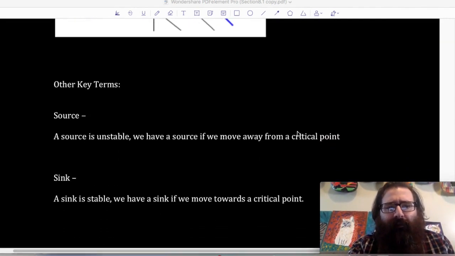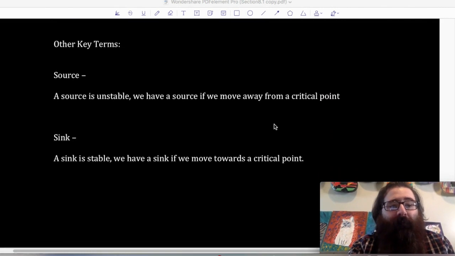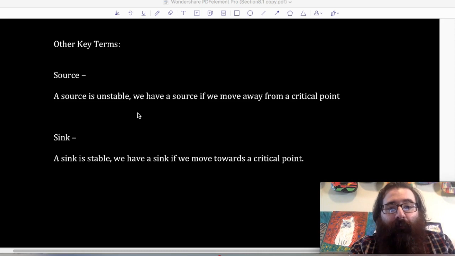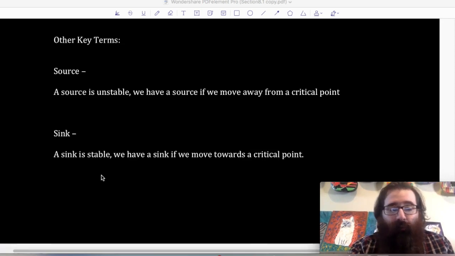And then just a couple of other key terms before we start looking at some examples. We have a source. A source is unstable. The idea of a source, we could think about having a node or our equilibrium point, and then we have trajectories moving away from it. We do a cool little dance move like this. And then we have a source. A source is unstable. We have a source if we move away from a critical point, whereas a sink means that we're moving towards it, so that would be stable. So a sink is stable. We have a sink if we move towards a critical point. So source and sink are the two other key terms that we may end up using. Source is unstable, moving away from the critical point. Sink is stable, where we're moving towards the critical point.